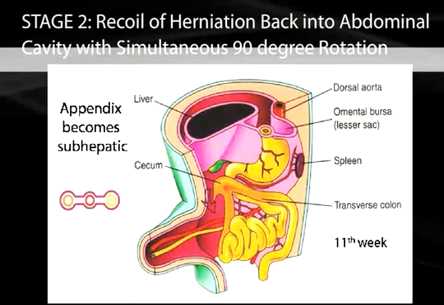If it stops here, you can see this is the scenario that we had in the first question that we discussed just a few minutes ago. Because there was a failure of the third rotation, it ended up with a subhepatic appendix, which is why the appendix and the appendicitis can be difficult to diagnose, because it can be anywhere from under the liver to being on the right side or the left side, and then down in the lower quadrant or in the upper quadrant.